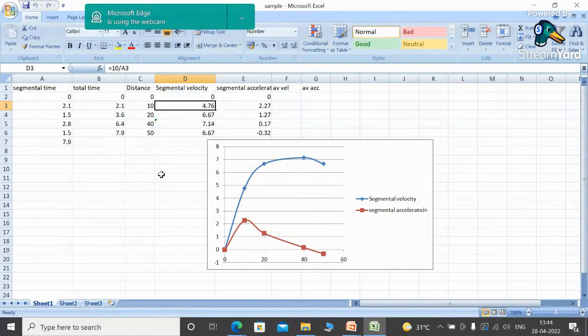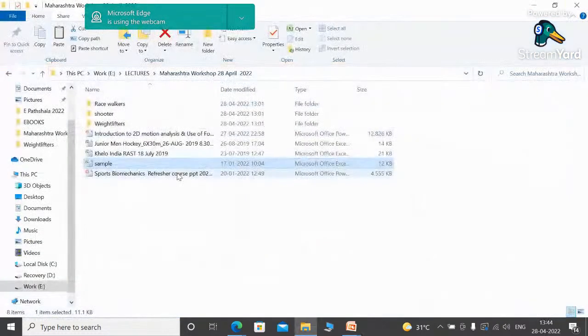So I'm not discussing that here, but the things which you can find out using this 2D motion analysis can be used further for finding out the mechanical effectiveness of a sprint. So this is one of the samples.